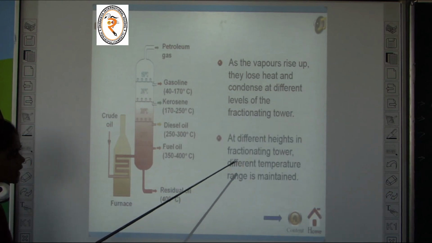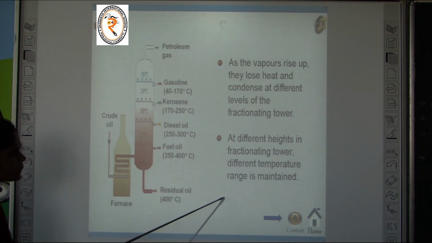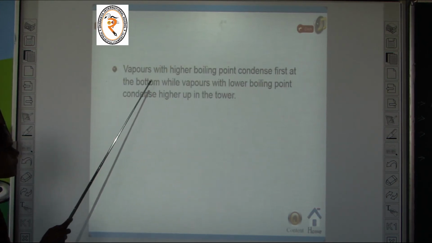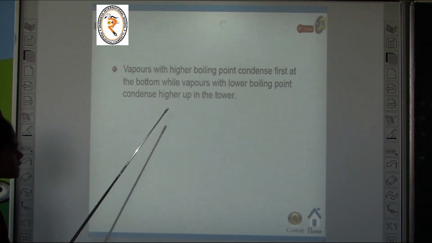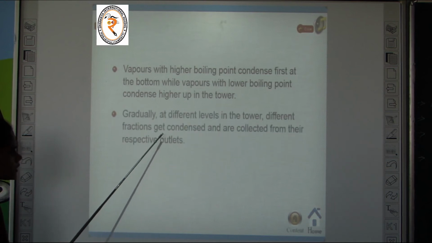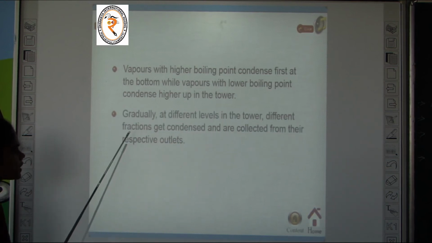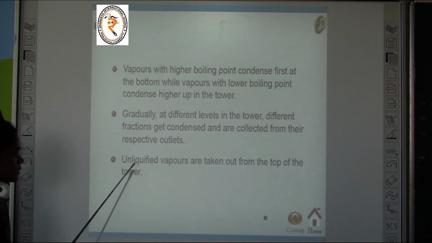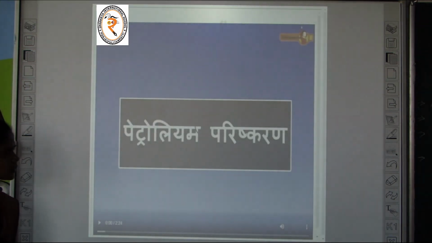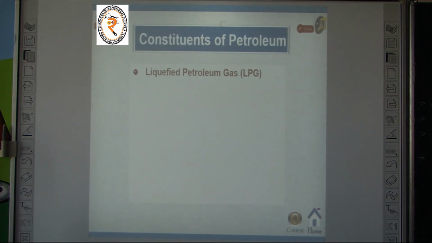At different heights in the fractionating tower, different temperature ranges are maintained. So vapors with high boiling point condense first at the bottom, while vapors with lower boiling point condense higher up in the tower. Gradually at different levels in the tower, different fractions get condensed and are collected from their respective outlets. Unliquefied vapors are taken out from the top of the tower. So these are all the steps involved to get the petroleum products. Next one, what are the constituents of petroleum?